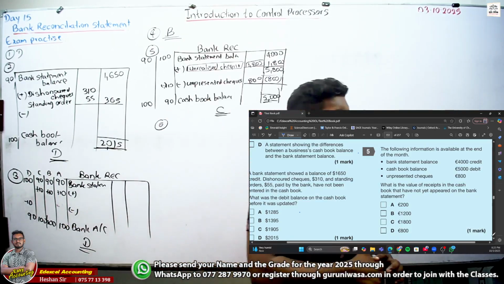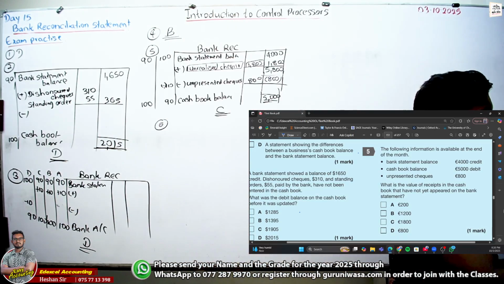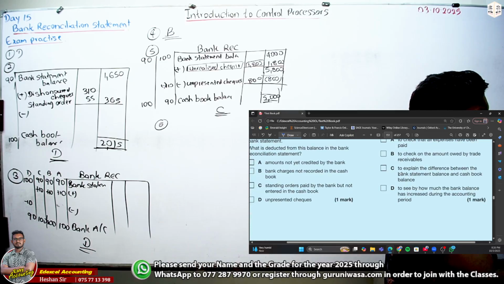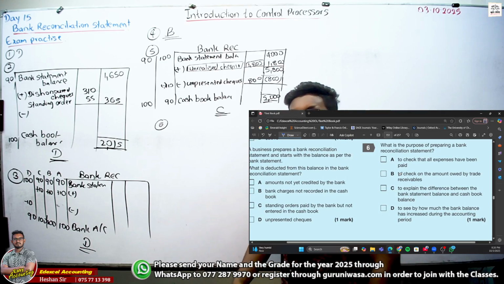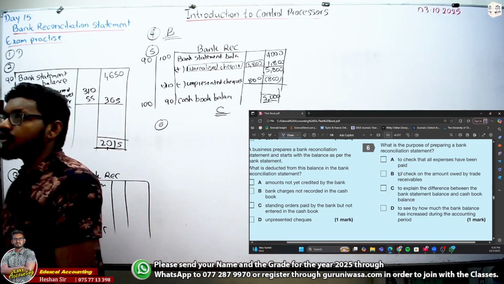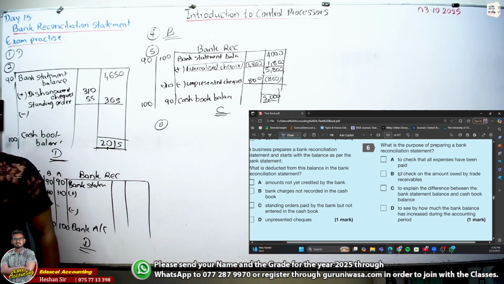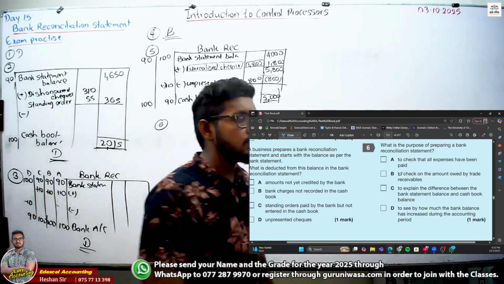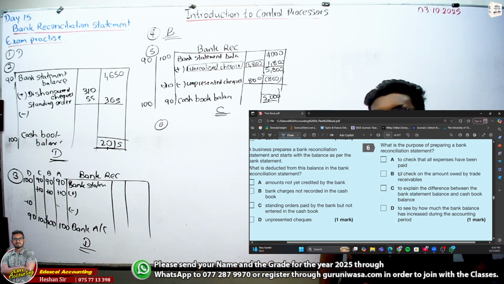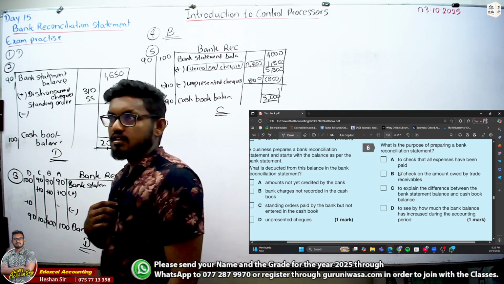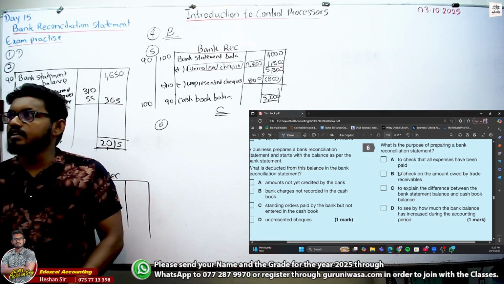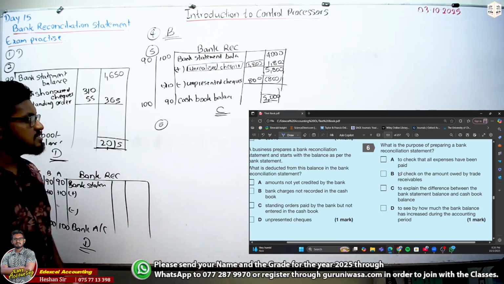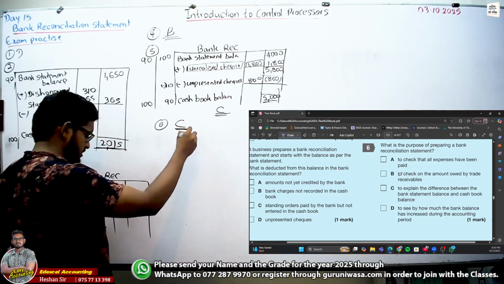Number 6. What is the purpose of preparing a bank reconciliation statement? To check that all expenses have been paid, to check on the amount owed by trade receivables, to explain the difference between the bank statement and the cash book balance, or to see how much the bank increased during the accounting period. Here the answer is C.